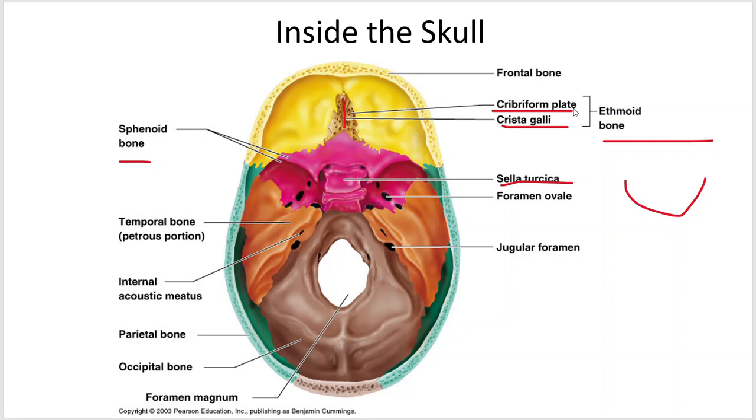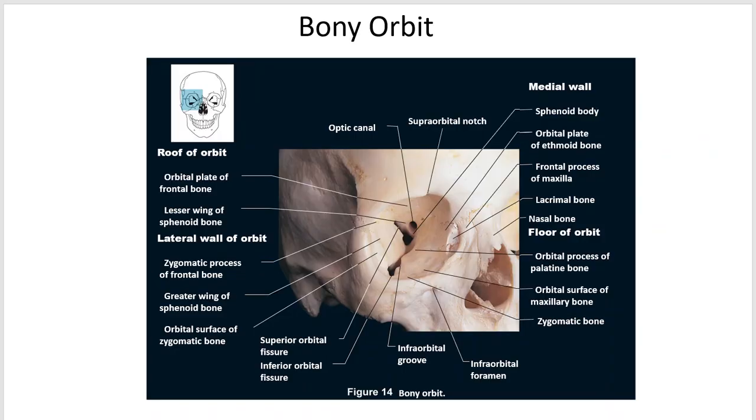Let's see what else we got here, guys. There's a jugular foramen from this side, the foramen magnum. There's the internal acoustic meatus. The sphenoid bone. I wonder if they've got a better picture of this. Let's go forward, and if we can't find it, we'll come back.